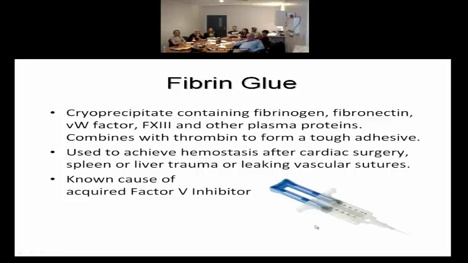So here's a picture of what one of the needle syringes looks like to administer the fibrin glue. The cryoprecipitate would be kept in one side, and then the thrombin would be kept in the other side. They're kept separately so that the coagulum is not formed until it's applied to the area where it's needed. It's commonly used to repair dura tears, bronchial fistulas, corneal transplants, and for achieving hemostasis after cardiac surgery. It can also be used for spleen or liver trauma or leaking vascular sutures.